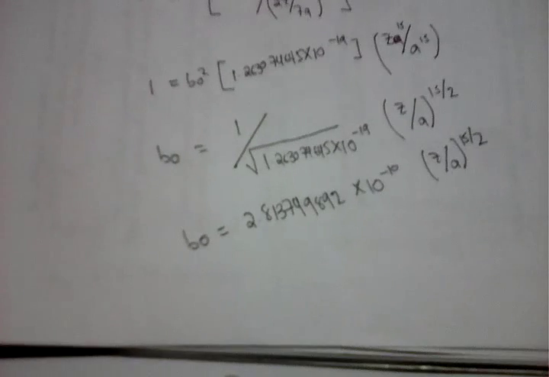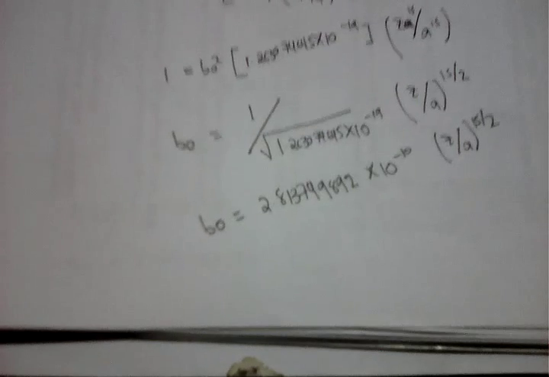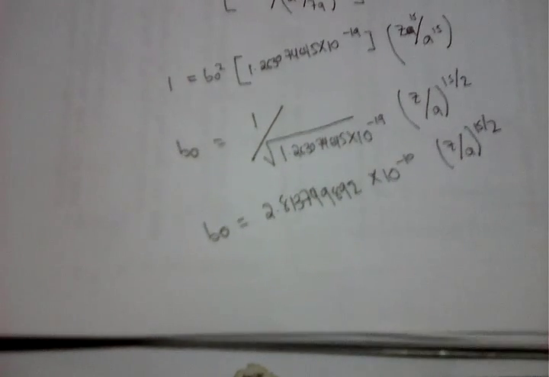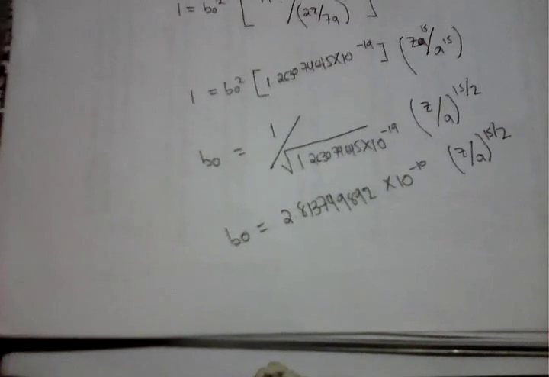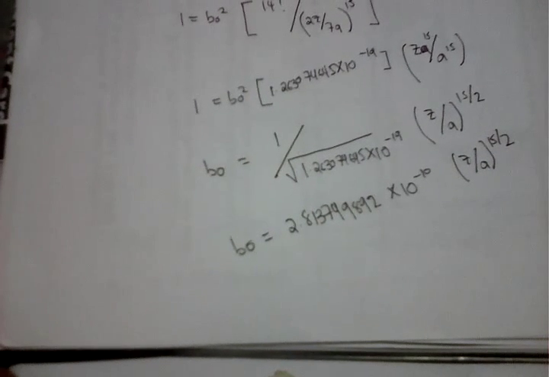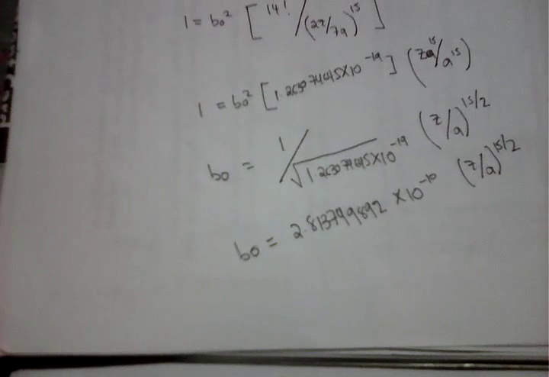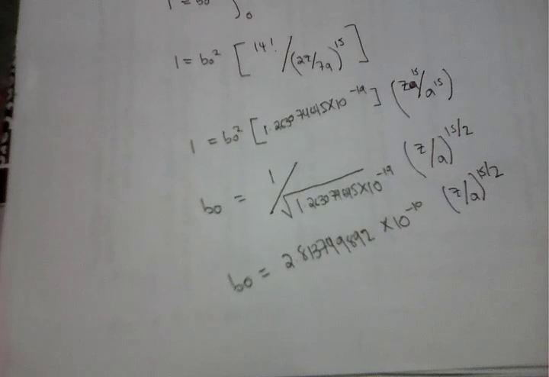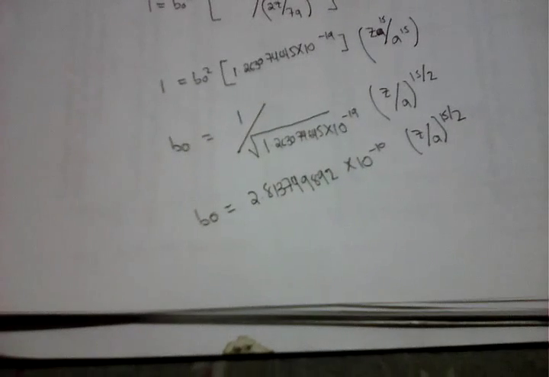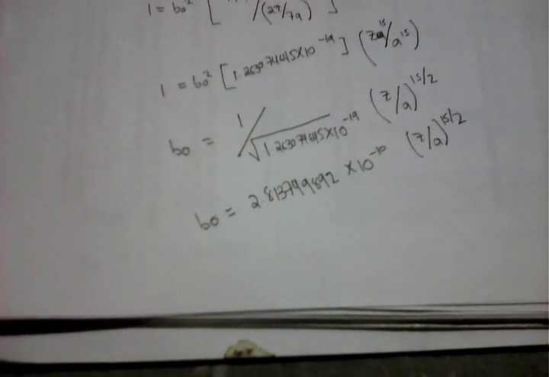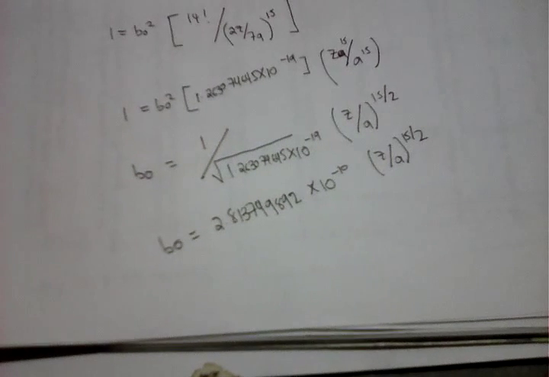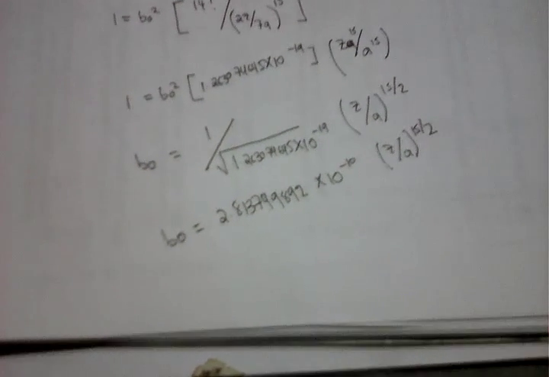Then to get the b naught, square root both sides. So it will be the reciprocal: 1 over the square root of 1.2630746 times 10 raised to negative 19, and then Z over a raised to 15 over 2. So I get b naught is equal to 2.837499892 times 10 to the negative 10, Z over a raised to 15 over 2.